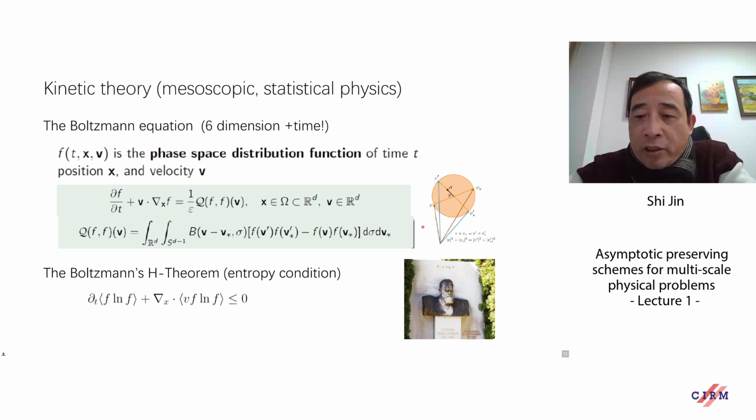And this collision, of course, has to satisfy certain laws, for example, conservation laws, because these collisions are elastic collisions. So they conserve mass, momentum, energy. And a fundamental law of the Boltzmann equation is this entropy H theorem, where F log F is entropy. So the entropy actually dissipates through the dynamics. And if you visit the tomb of Boltzmann in the suburb of Vienna, you will see he has this entropy formula on his tomb. So that's the dream of physics: after you die, you have some formula that can be carved into your tombstone. That's the greatest achievement.